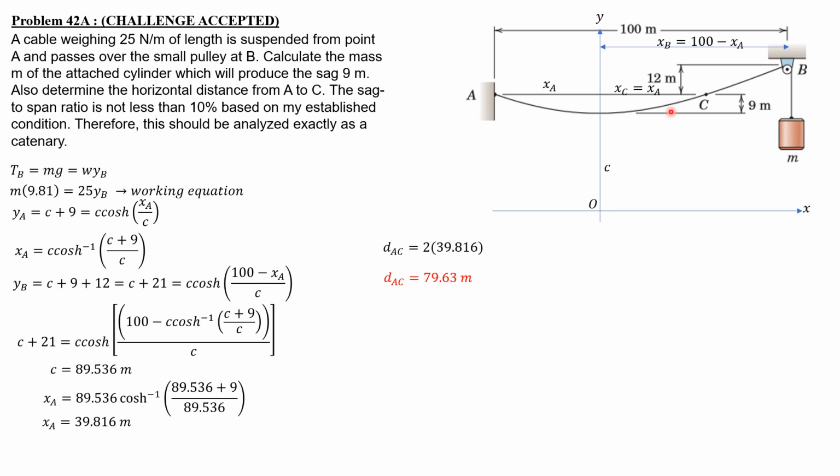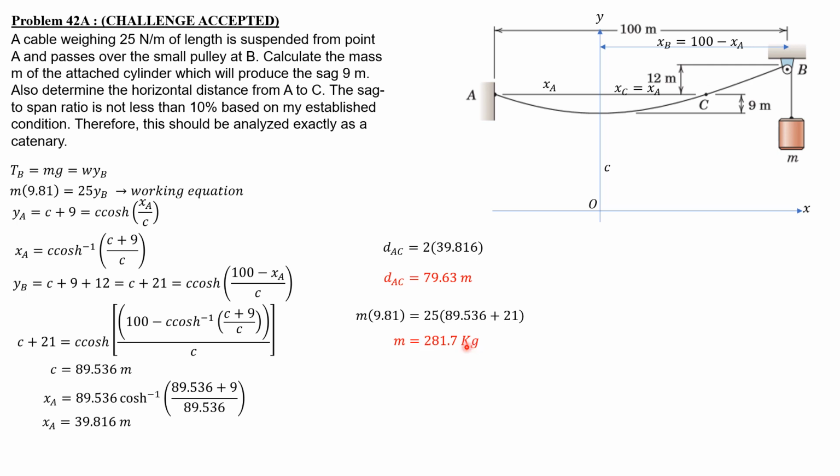As I said, if you want the answer to be close, my suggestion is solve this again, replace 12 by 5 and replace 9 by 4. Then we expect almost the same results. Then finally, YB is C plus 21 and we have found C. So therefore, M times 9.81 equals 25 times (89.536 plus 21). So the mass is 281.7 kilograms.